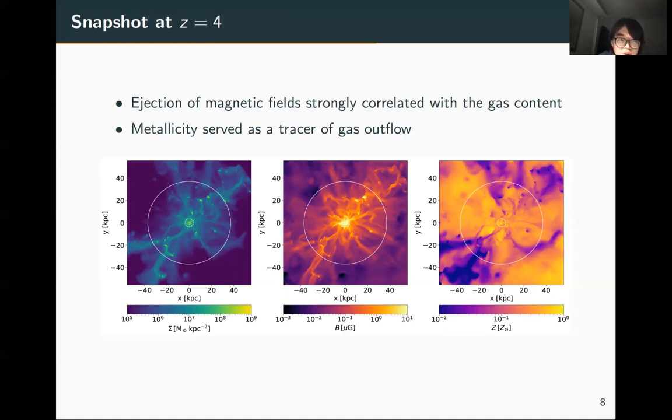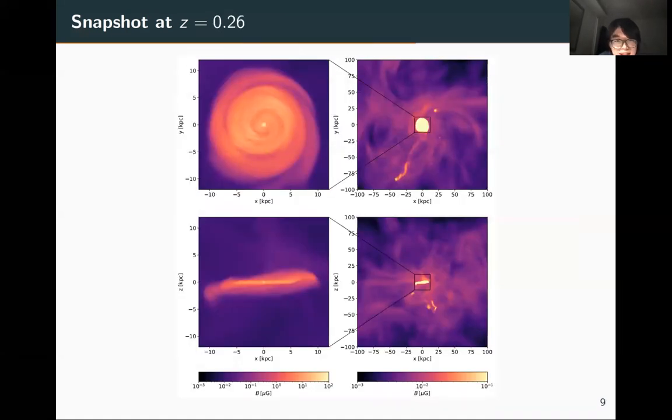At redshift 0.2, we have a nice disk. So the field strength is about 100 microgauss in the nuclear region and 10 microgauss inside the disk. And in the circumgalactic medium, the field strength is about a few nanogauss.